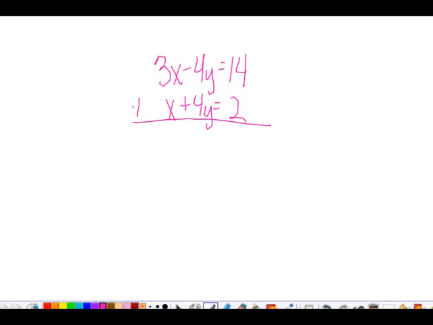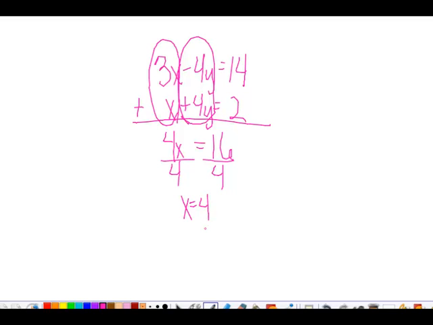Let's try this one. 3x minus 4y equals 14, and x plus 4y equals 2. So right there, something should pop out at you. If you add these together, so x's to x's, I get 4x. Positive 4y and a negative 4y cancel, so that is gone. So 4x equals 16. I can divide. x is equal to 4.